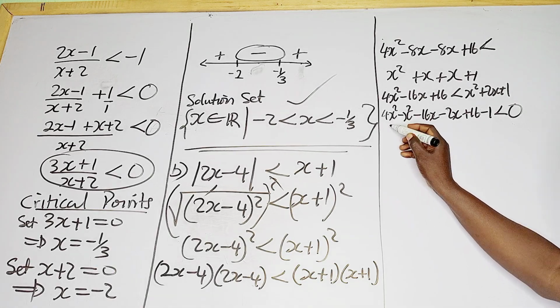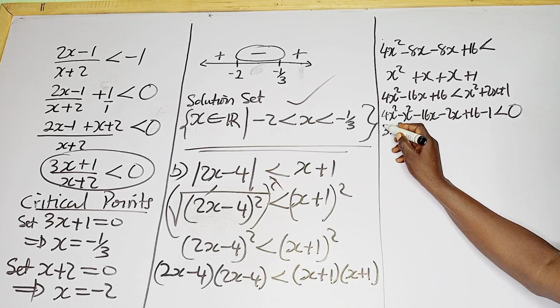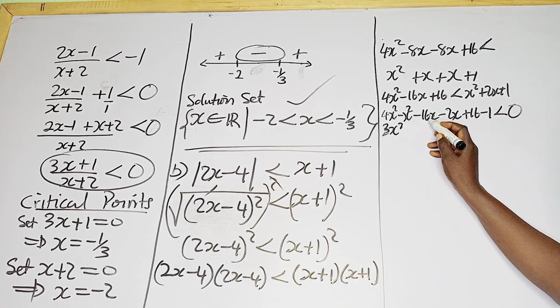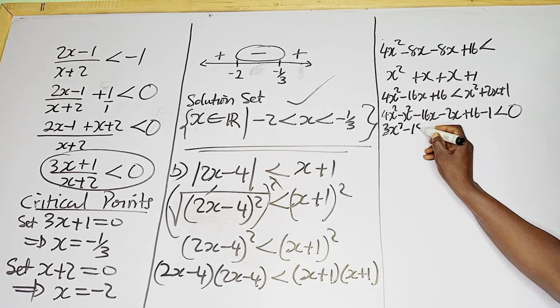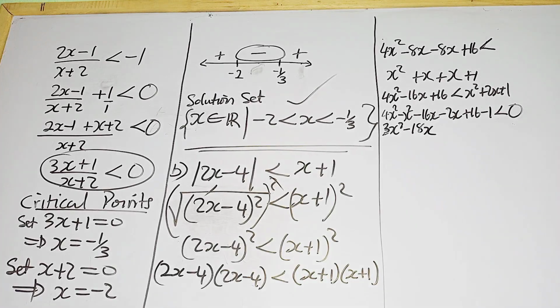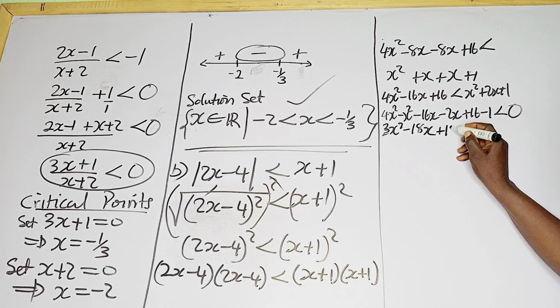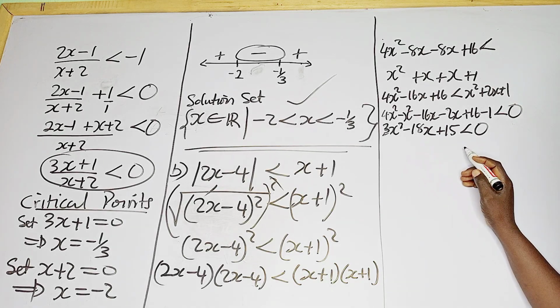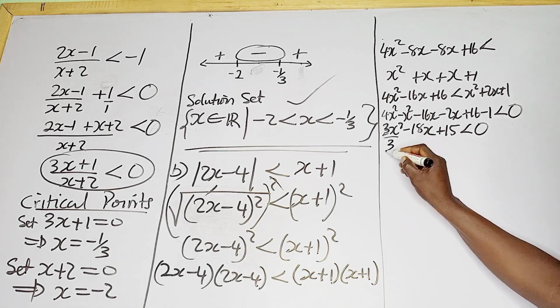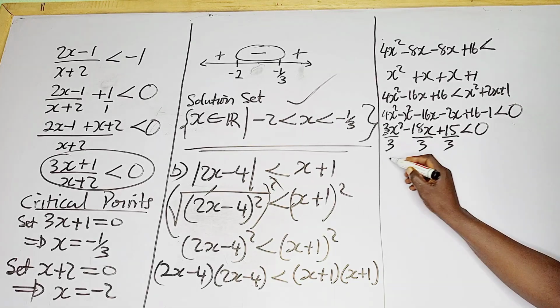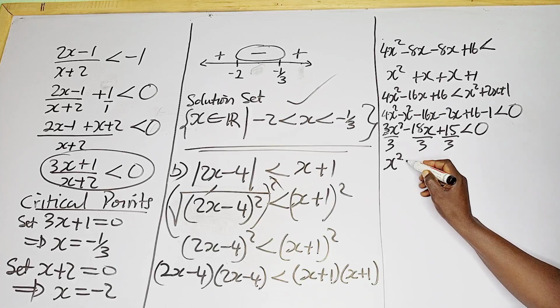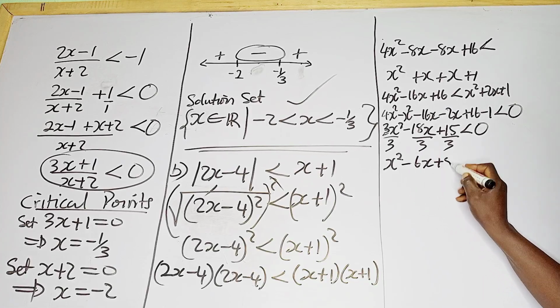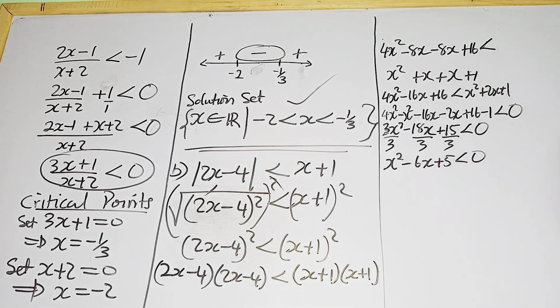So we have 4x squared minus x squared, which is 3x squared. Negative 16x minus 2x is negative 18x. 16 minus 1 is 15, less than 0. So we end up with this quadratic inequality. It can be simplified because we see 3 can divide all through. Let's divide each term by 3. We obtain x squared minus 6x plus 5 less than 0.